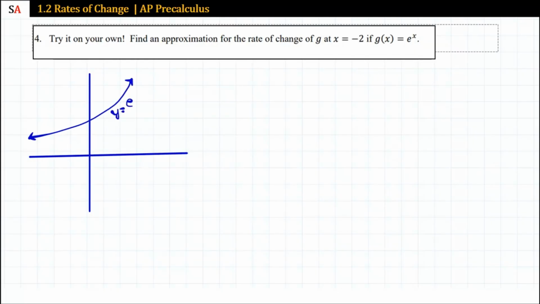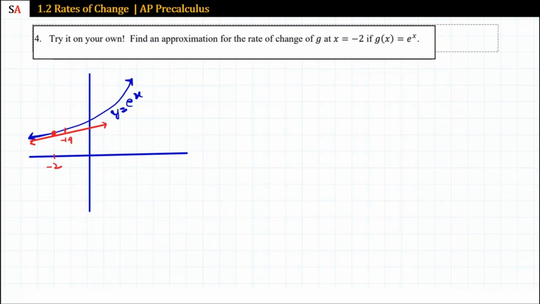So we need to approximate the rate of change at x equal to -2. Let's say this one is -2. So that is the slope of the tangent line, right? The slope of the tangent line. So to find the slope of the tangent line, we can take some nearby point. Let's say this one is -1.9.